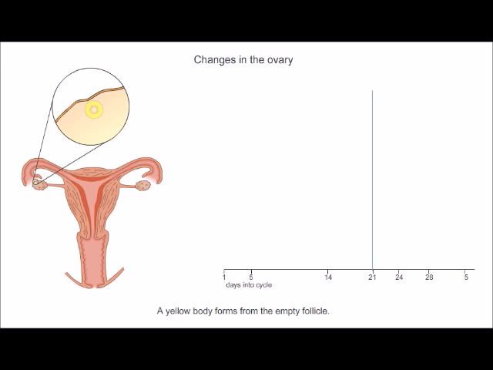Now what is left behind is an object called the yellow body. The yellow body releases hormones that affect the menstrual cycle. If the egg is not fertilized, the yellow body then breaks down by day 28 and another follicle matures as the start of the new cycle begins.